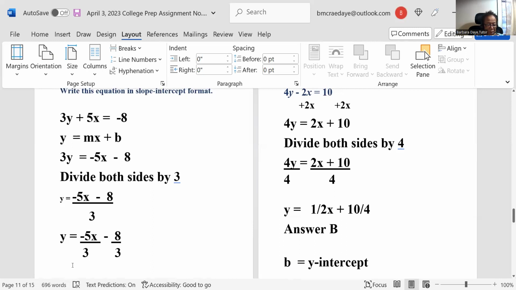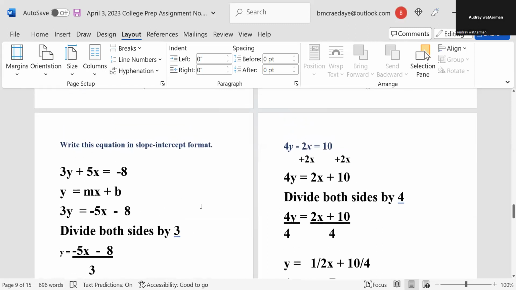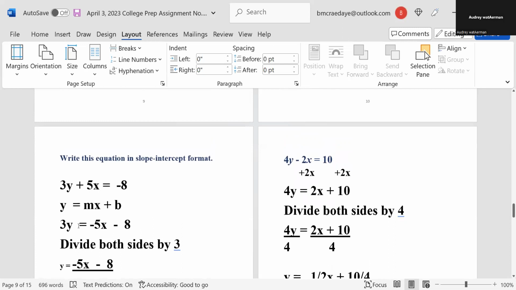-5/3, that's your m. That's in front of the x. -8/3 is your b. That's your constant. Now, Mercedes, you said you had a question? I have lost, miss. I read somewhere about it, saw it about 2 times, so I don't know why I'm missing. Okay. 3y equal -5x minus 8.